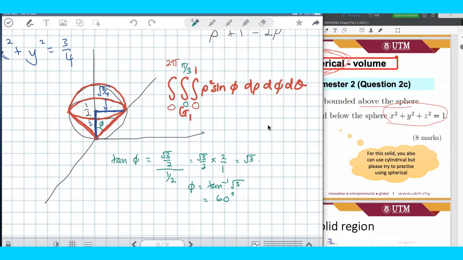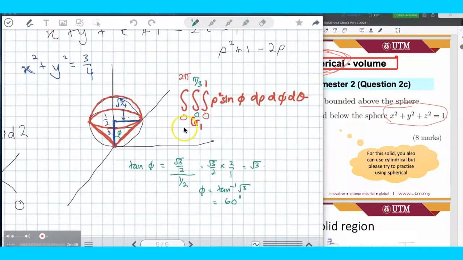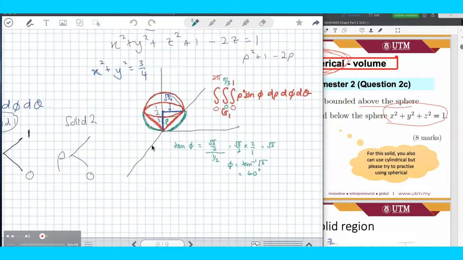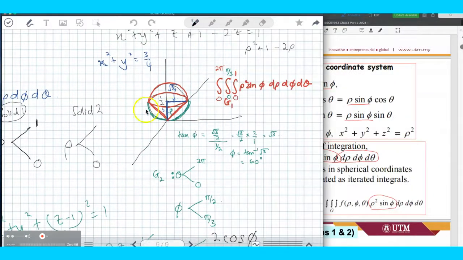So this is the volume for solid one only. How about the rest of the solid? You still have this part, whose volume has not been calculated yet. So you have to evaluate the volume of the balance of the solid, which is G2. Of course, because you can't see the ice cream cone surface here, your limit will be a function. So that is not so direct.